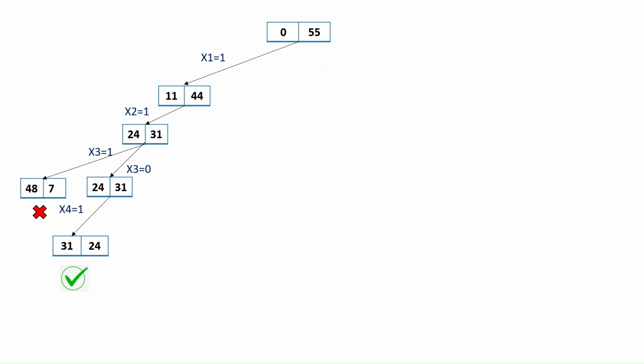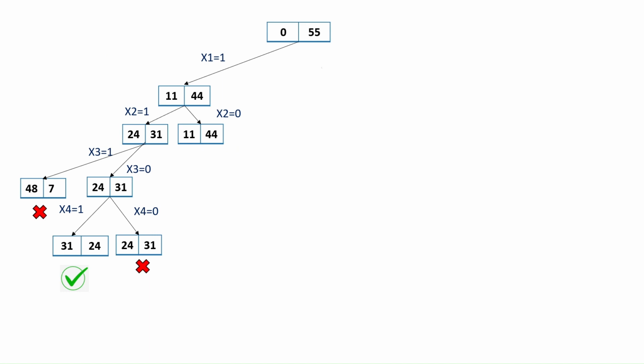Then we go by using the backtrack technique to x3. So at x4 equals 0, the sum remains constant. This is not a solution because 31 is the target but 24 is less than 31. By using the backtrack technique, we go to x2. Now x2 equals 0. At x2 equals 0, the x1 value is constant.